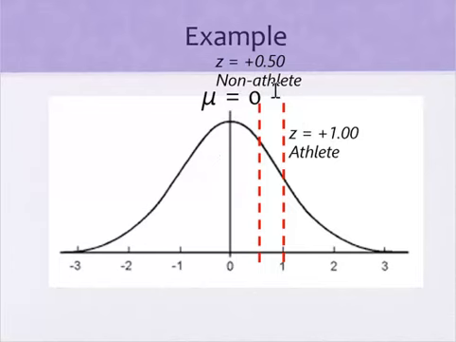So I go ahead and I plot them now, right? I plot the z-score and I label where they came from. It can be a bit difficult to be organized here. I've tried to do the best I can. I think it's not a bad job, right? Here's the mean. The non-athlete had a z-score of plus 0.50. So they were half a standard deviation above the mean. Whereas the athlete had a z-score of plus 1.00. They were a full standard deviation above the mean.